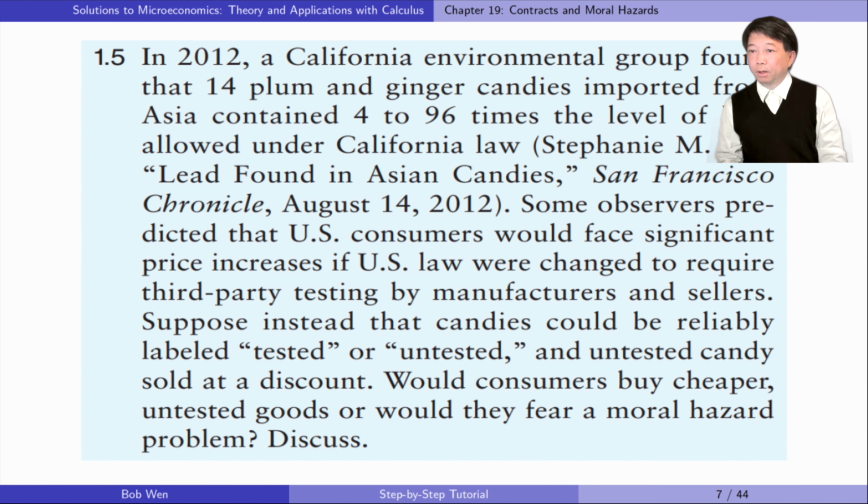Suppose instead that candies would be reliably labeled tested or untested, and untested candy sold at a discount. Would consumers buy cheaper untested goods, or would they fear a moral hazard problem? Discuss.